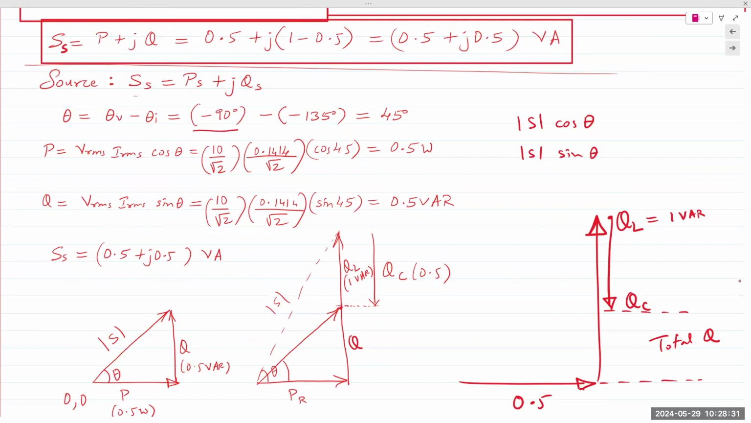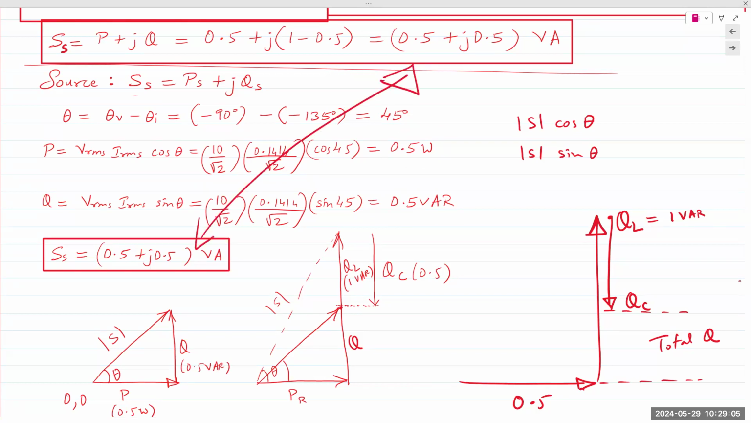Voltage angle was minus 90. Current angle is minus 135, which gives me a total power angle of plus 45 degrees. I have my voltage, I have my current. I find VRMS by dividing by √2, plug all the values into the equation, and I obtain the exact same answers: 0.5 watts and 0.5 VAR.